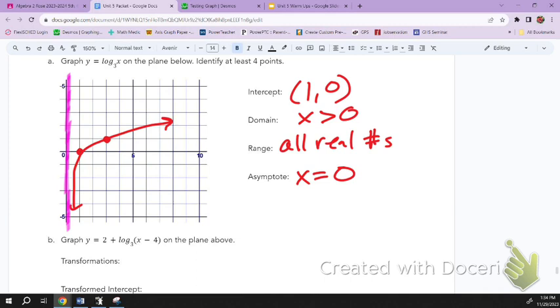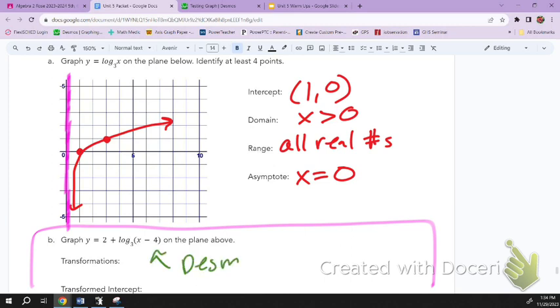Now I want you to try B. You're going to graph it in Desmos, and then you're going to describe the transformations. So right now you're trying B with your group. Type it into Desmos. It should be up 2 and right 4. Remember, this is your h value. This is your k value. It's out front. What's the new intercept?